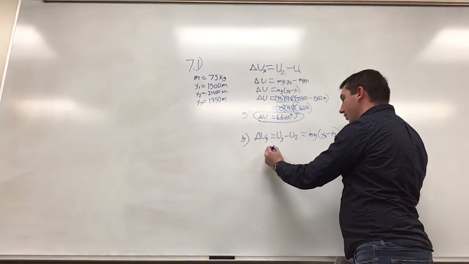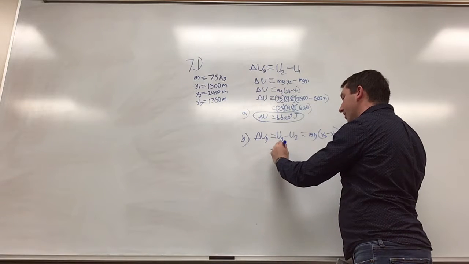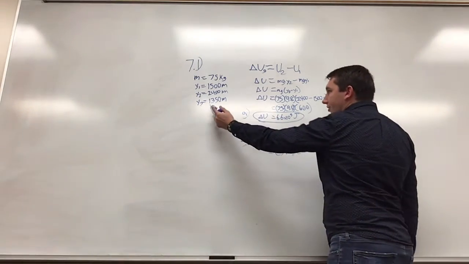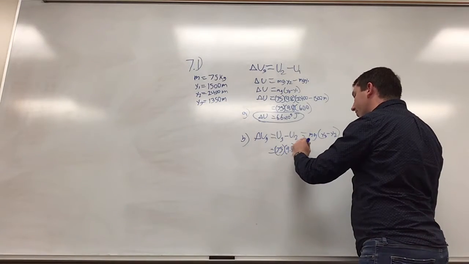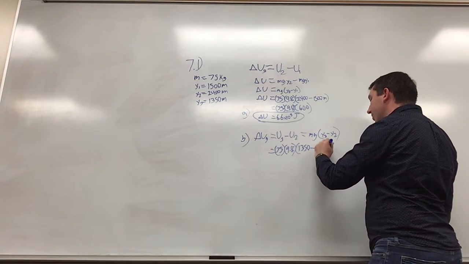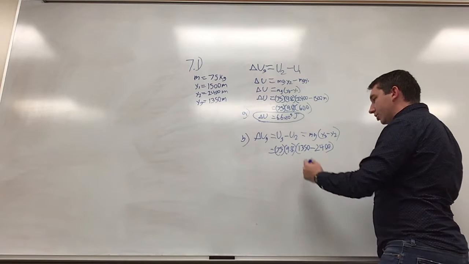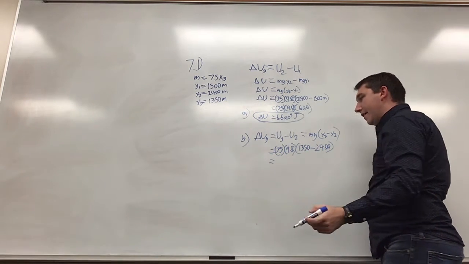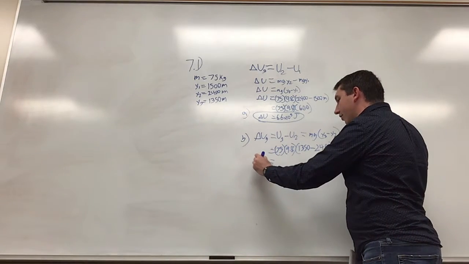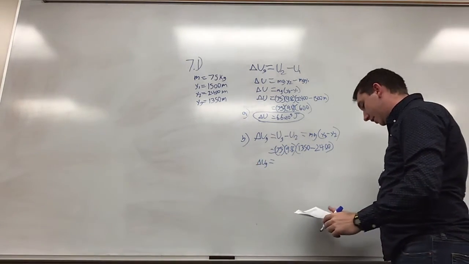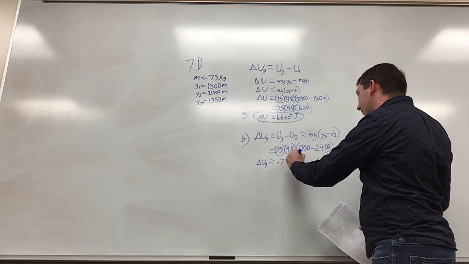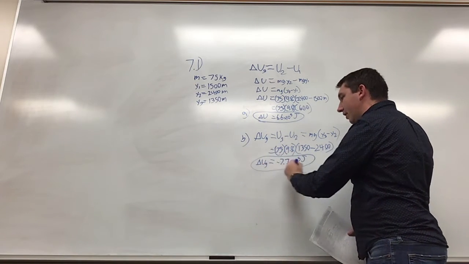And then, so the mass is still the same, 75 kilograms times 9.8 times Y3, which is 1,350 meters, minus Y2, 2,400 meters, which gives us, and you do the same thing, and when you do the math, you get the change in energy going from the top of the cliff to the base is negative 7.7 times 10 to the 5th joules. And that's your answer for part B.